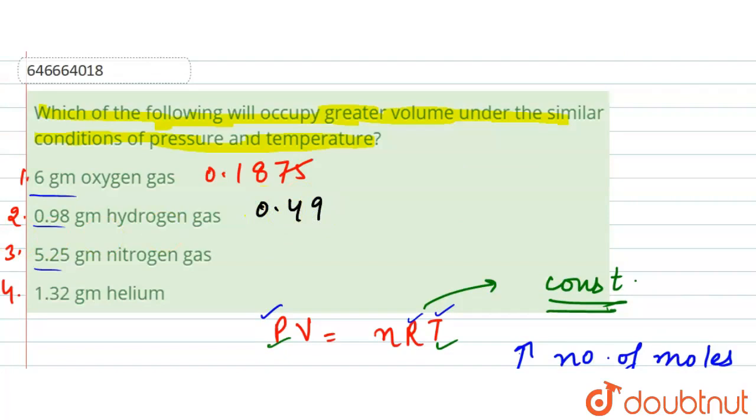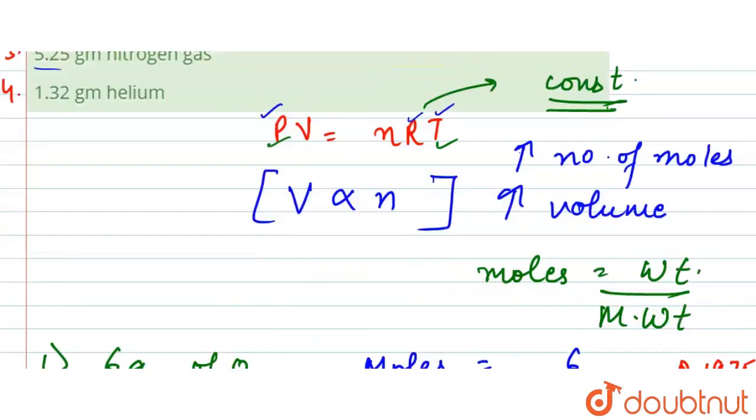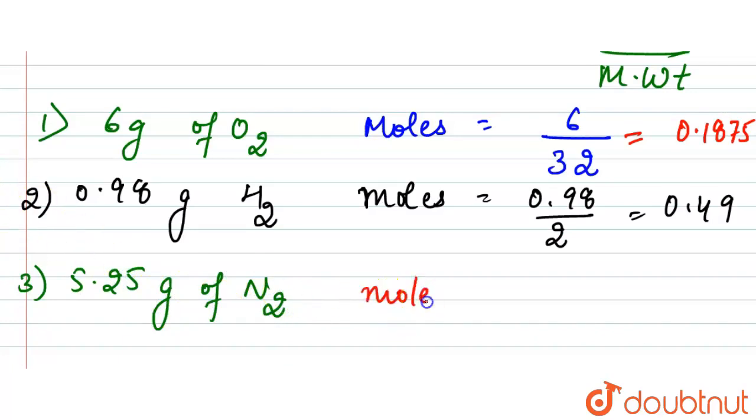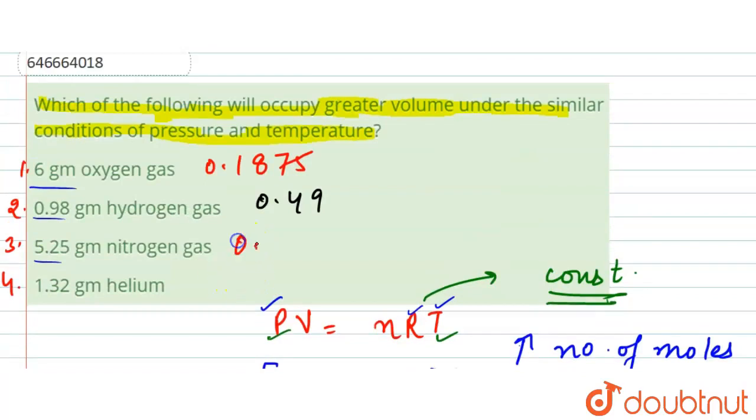Next is 5.25 grams of nitrogen gas, N2. So here moles is equal to 5.25 upon 28, because the atomic weight of nitrogen is 14, and for 2 atoms it is 28. So it is 0.1875.